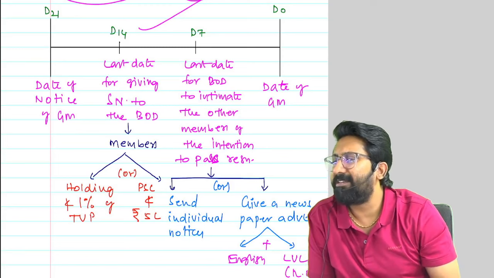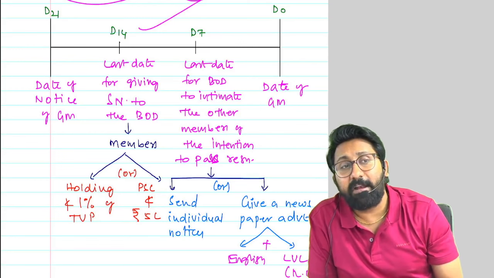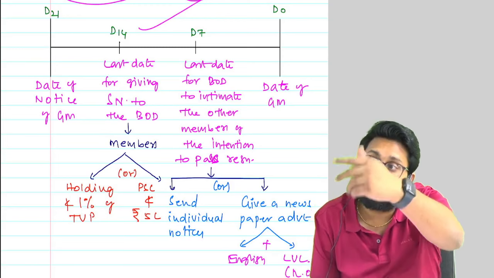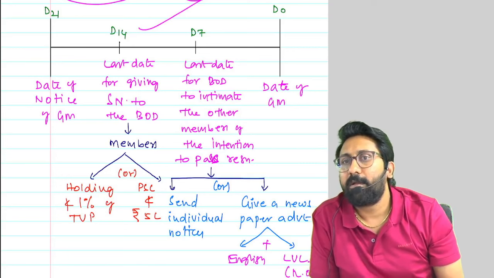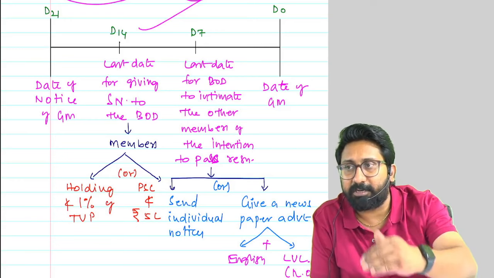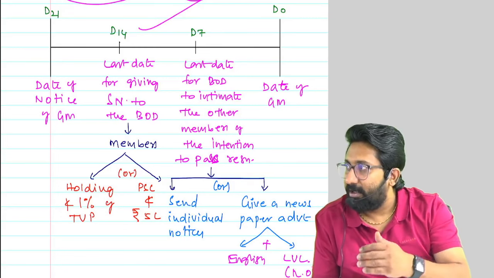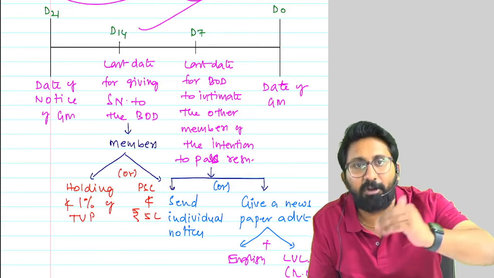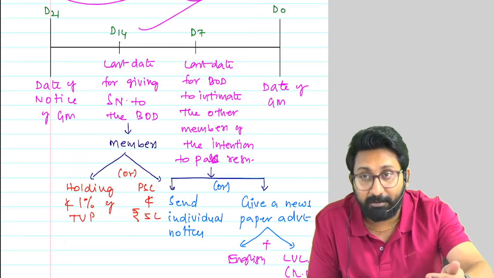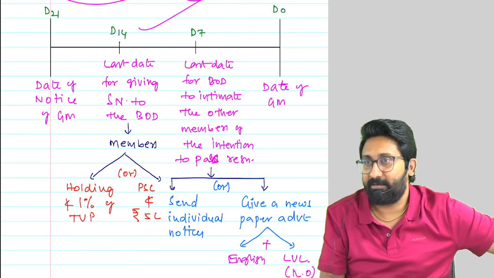Number two, shall we continue? Tell me, if I give a special notice, meeting will be held or will not be held? If I give special notice, meeting will be held, or knowing about a meeting, you should give special notice? That means special notice is dependent on meeting. Meeting is not dependent on special notice. Meeting is dependent on notice.